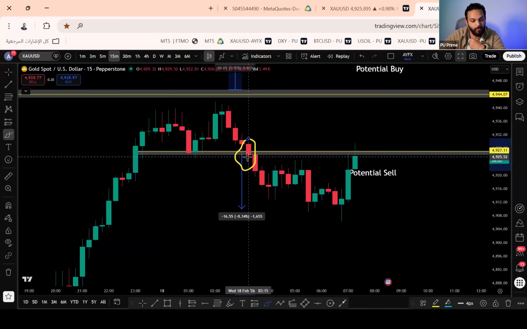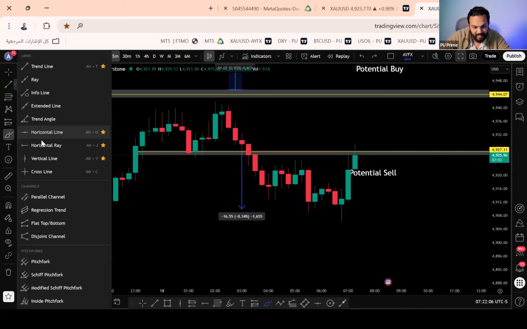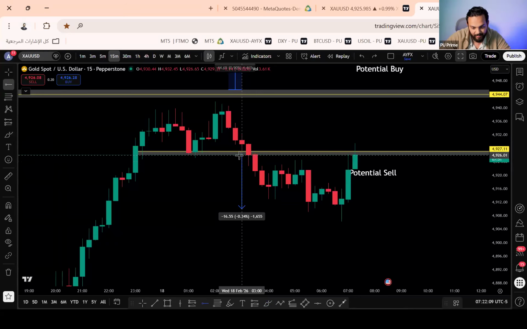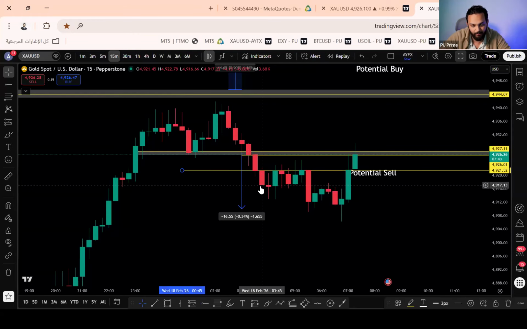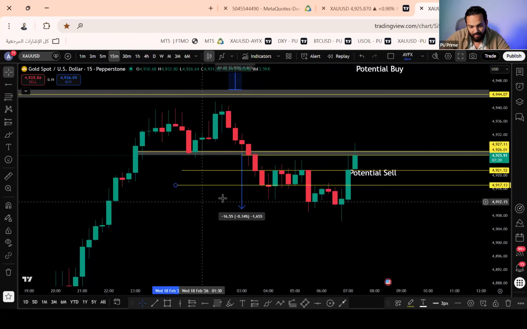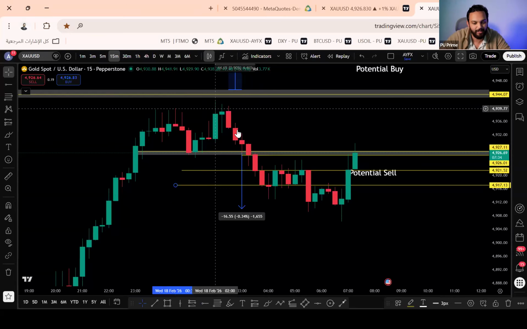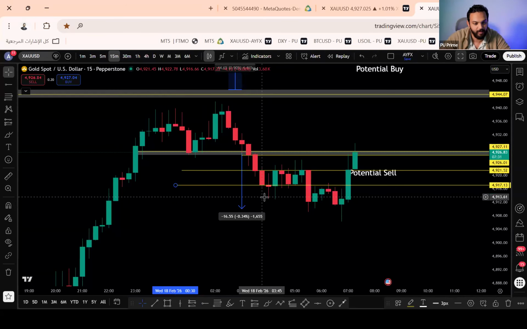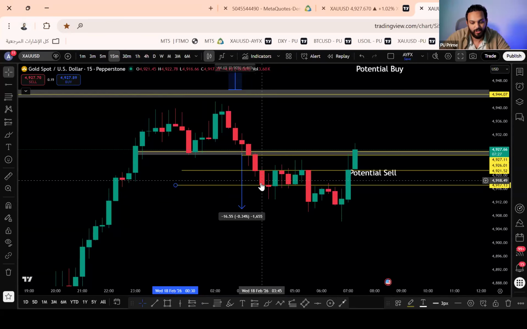closed below the support level. And as you can see here, the next candle respected the low of the previous candle. And the third candle respected the low of the previous candle. And this candle respected the low, but the body was so weak, which means that the trend is over right now. Now, as you can see here, the price has started to flip.